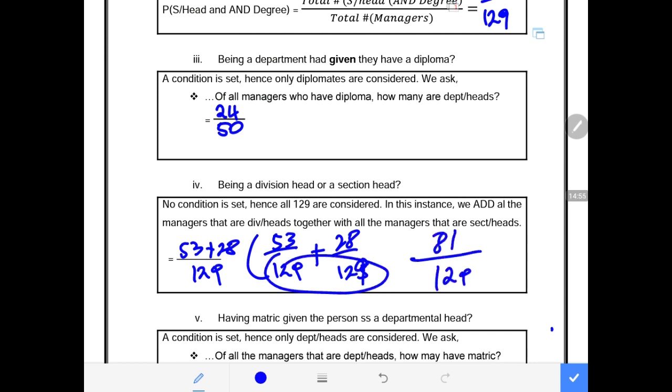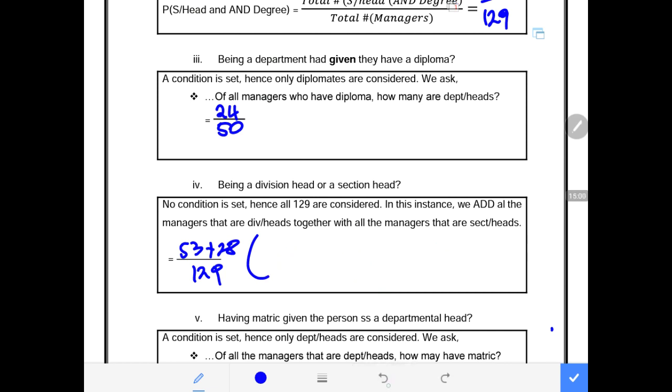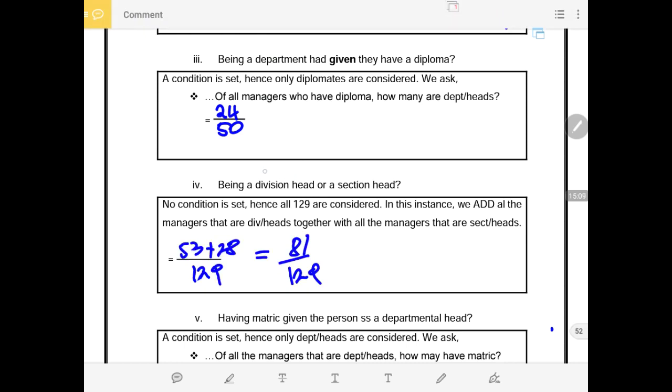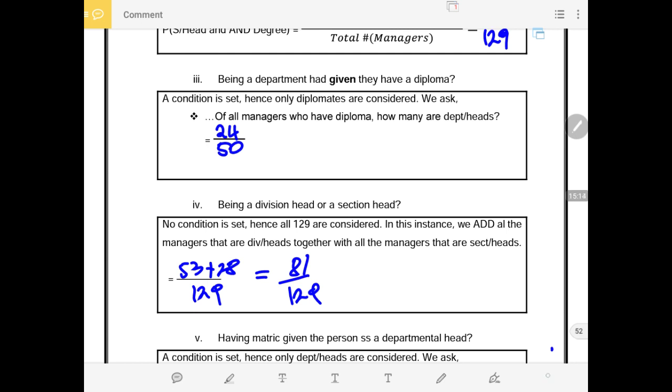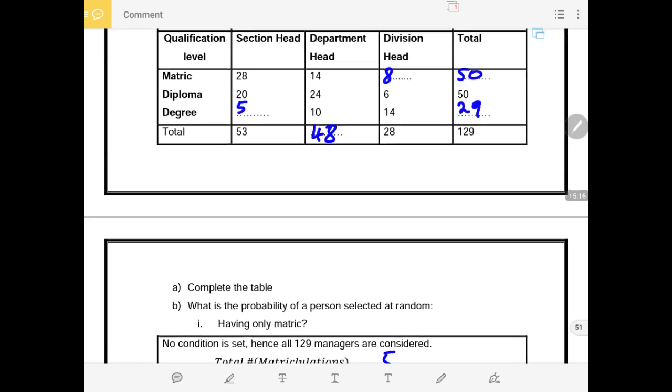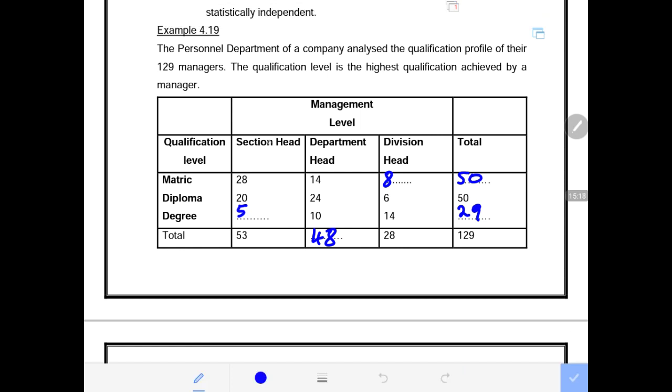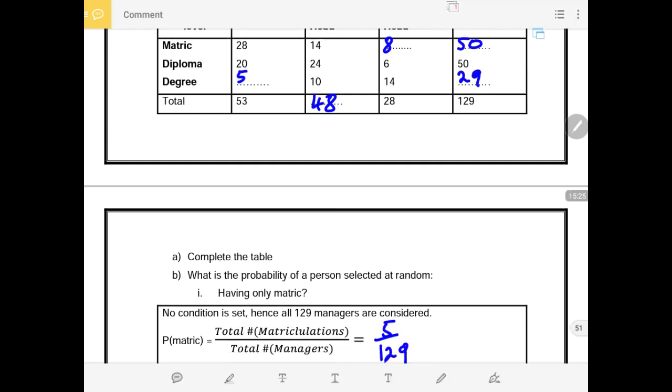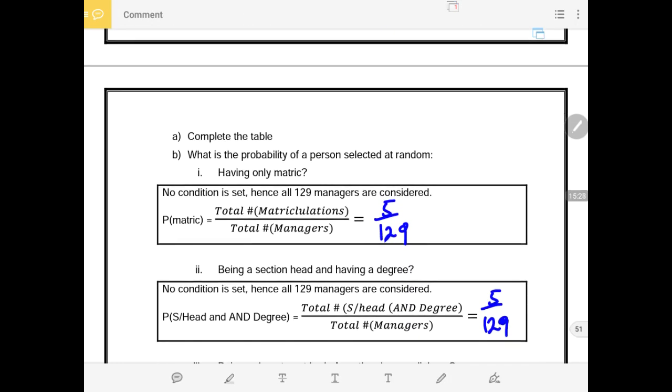So this is where everything is coming from, just to say it further. So it's a probability plus another probability. Then this will be equal to 81 over 129. The probability of being a division head or a section head. There we have a division head and we have a section head. So that is very simple. Again, dividing by the total.